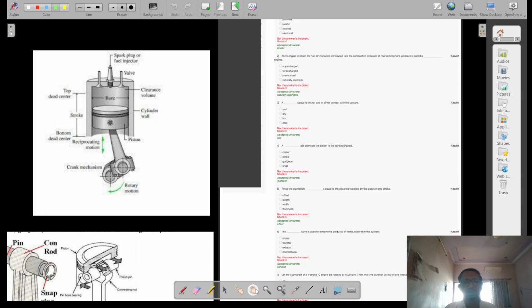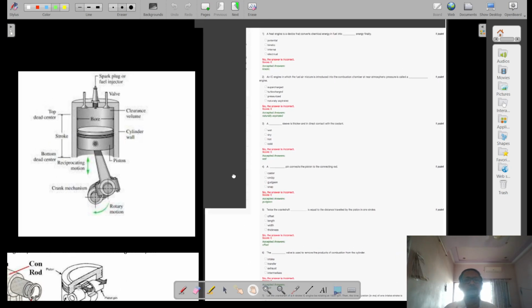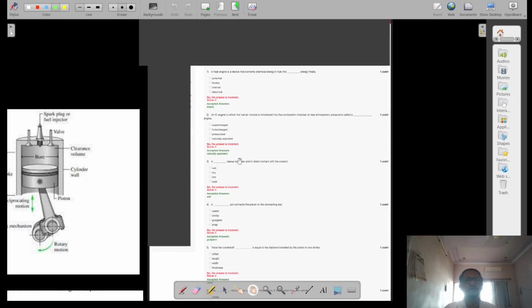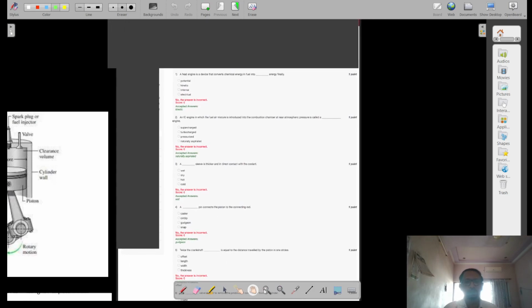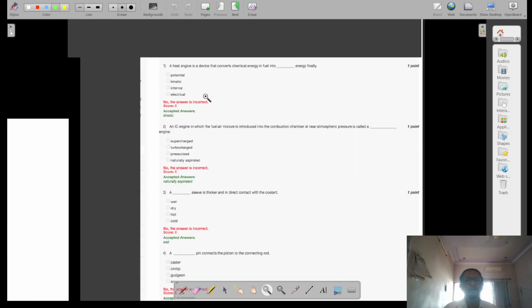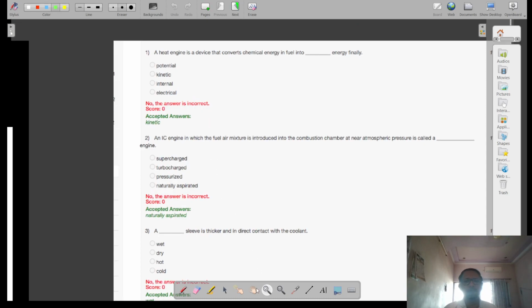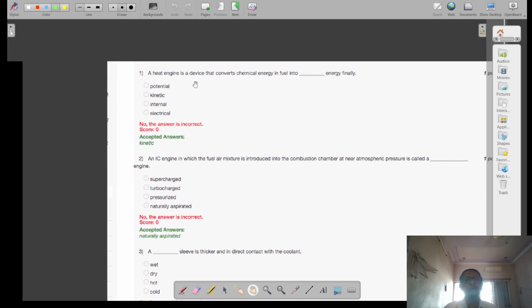Okay, so with this introduction of the IC engine, we start with some MCQs, MCQs which are important from the exam point of view. A heat engine is a device that converts chemical energy in fuel into which energy? Is it potential energy, kinetic energy, internal energy, or electric energy?